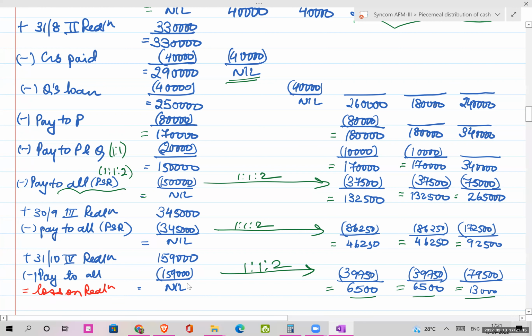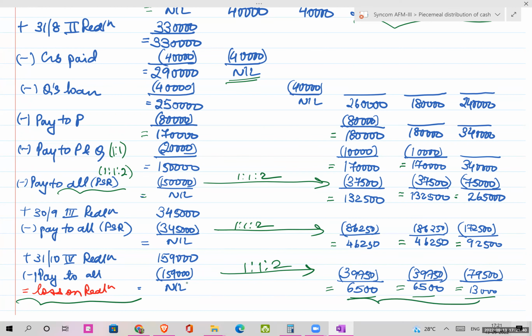Okay, it is unpaid, it is still outstanding, and I do not have money to give them. The firm does not have money to pay the partners now. So this will be termed as loss on realization or unpaid balances to the partners. Okay. Now, the beauty of the solution is that when you are solving it, you will get your PSR back. If you solve this, you will get your PSR as the answer.